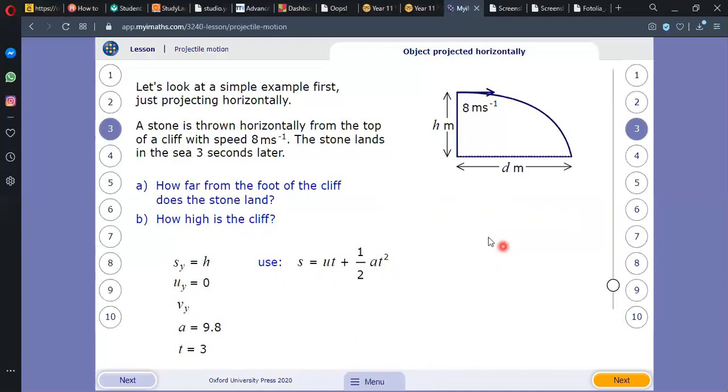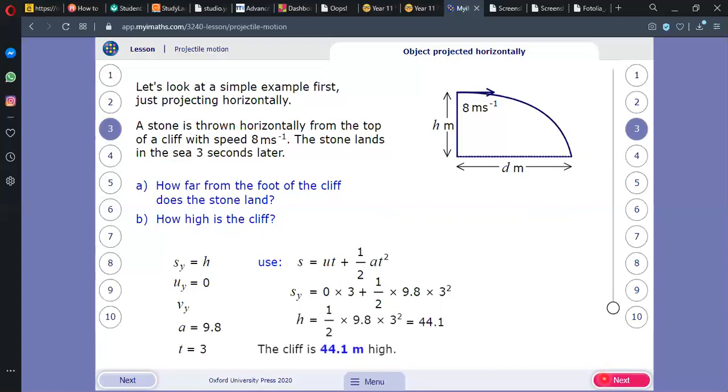And one of the motion formulas that combines all of those parameters is your S equals ut plus half at squared. So using that and substituting your values, U is 0, acceleration is 9.8, and your time is 3. So 3 squared there. Solving all that together, you're going to get 44.1. So that means that the cliff is 44.1 meters high. Moving on.